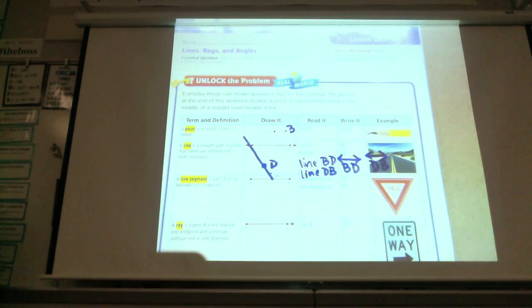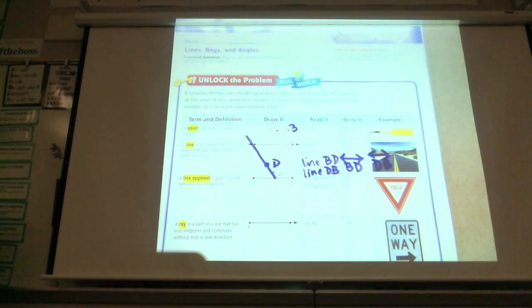An example in real life is this line going down the center of the road. It's a nice straight line. It kind of goes on forever. You don't know when it's going to end. A line segment is a part of a line between two endpoints. Now this line ends. It doesn't continue on forever. It starts at D and it ends at E. Okay? We call that line segment DE or ED.